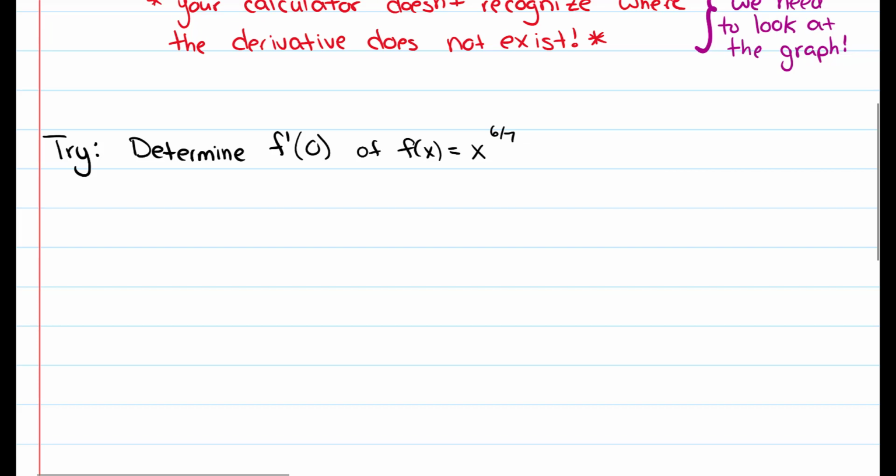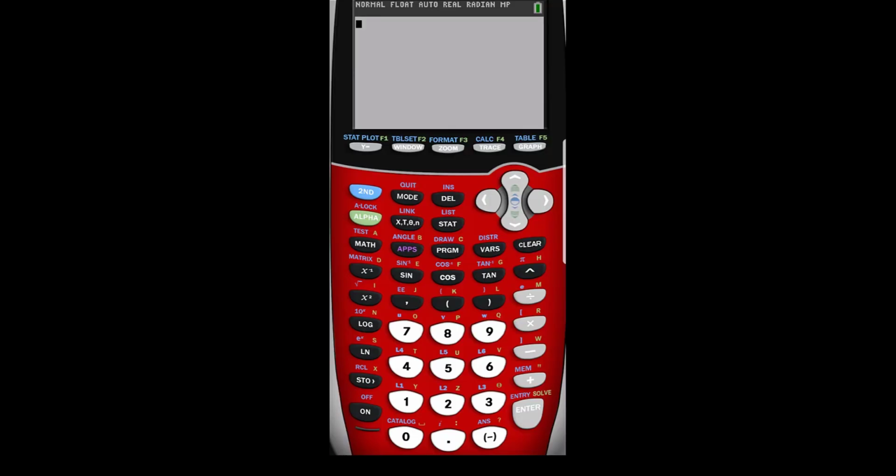On your own, I want you to determine f prime of 0 when f of x is equal to x to the 6/7 power. All right, let's give it a try. A shortcut to doing the nth derivative is alpha f2, and then the third option down is the nth derivative. And then I want x to the 6/7, so x to the power of 6 divided by 7, when x is equal to 0.